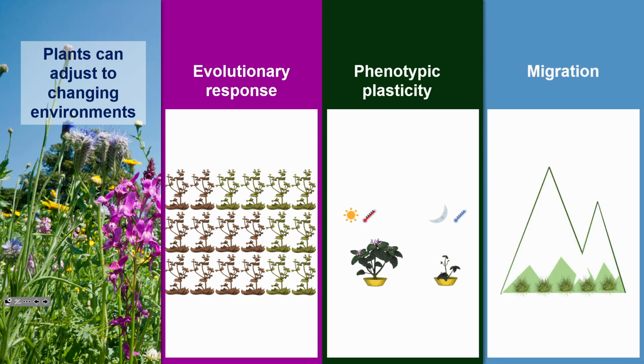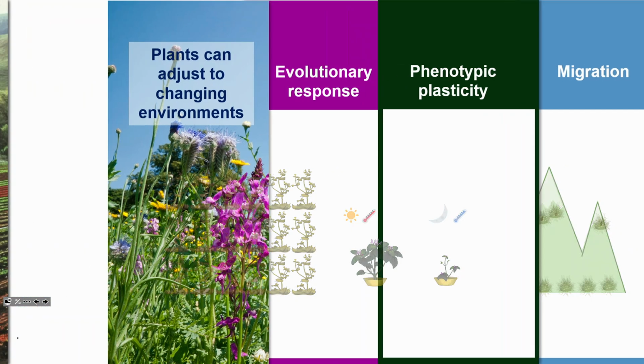Or if the plants are capable and there are suitable habitats, they can migrate towards more suitable places when the environment becomes unfavorable. Obviously, all of these responses have their limitations. Evolutionary responses depend on the amount of genetic variation, the adaptive potential present in the population. Phenotypic plasticity has physiological limitations because plants can only grow this big or this small, and migration is limited by the availability of suitable habitats.